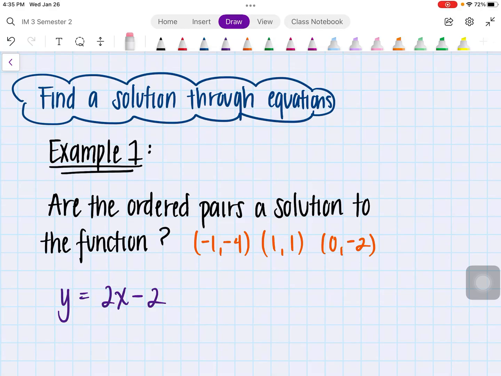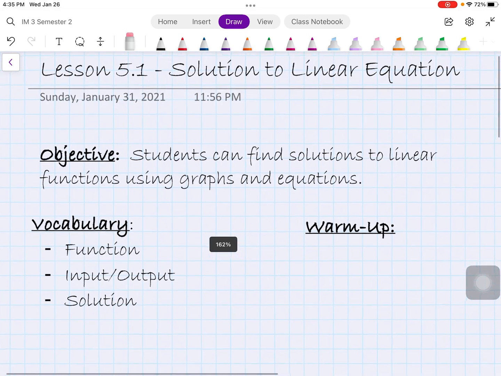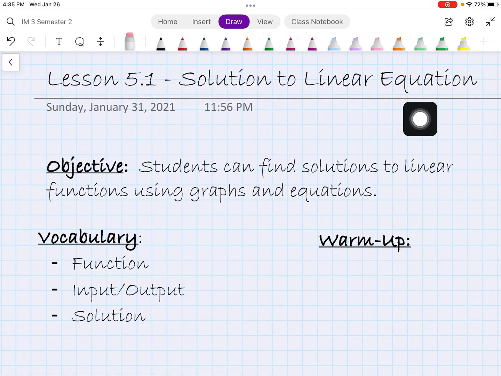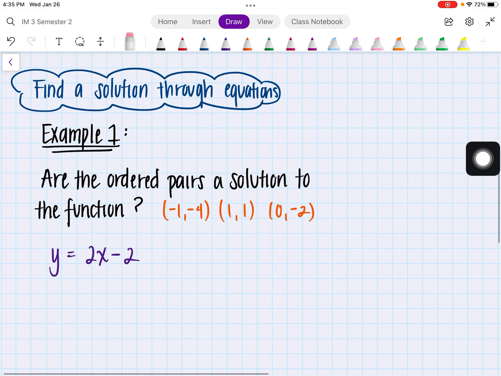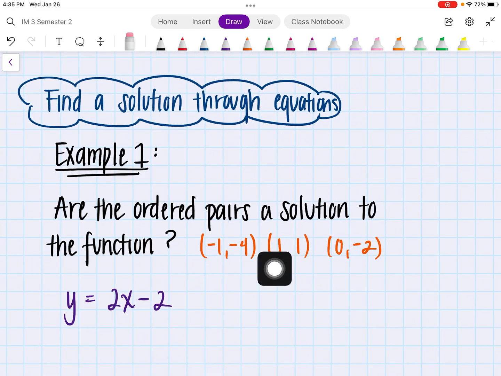Okay guys, let's go ahead and get started in this case with example 1. This is lesson 5.1. We are starting a new chapter in solutions to linear equations. So in this case guys, we actually have 3 different ordered pairs here, and we want to go ahead and identify which of these 3 is going to be a solution to the equation.